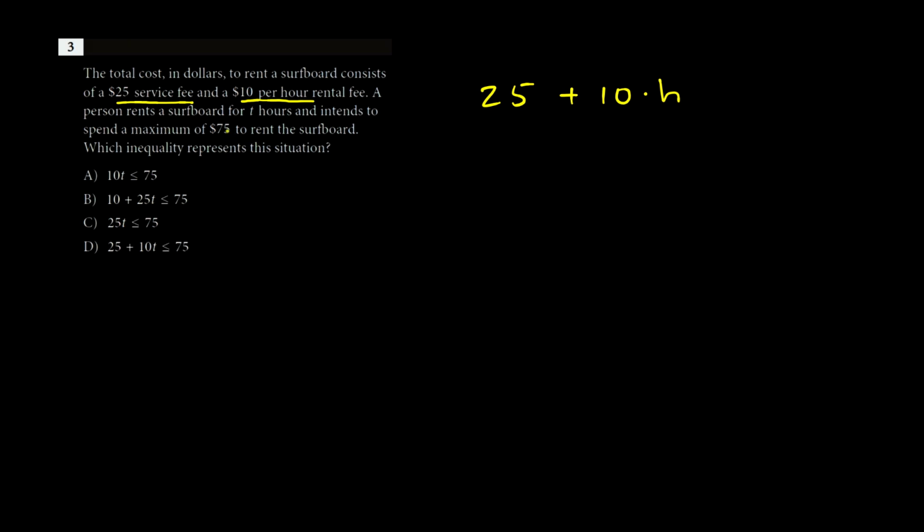A person's going to rent a surfboard for t hours, so we're going to use t instead of h, and intends to spend a maximum of $75. Now this can be tricky for some people because maximum 75 is going to be less than or equal to 75 because we can't go above it. So don't think it's greater than because of maximum. It's a maximum of 75, so less than or equal to. Fortunately, in this problem, they did not try to trick you. So we basically have 25 plus 10t is less than or equal to 75, and they hand it to you right there. D.